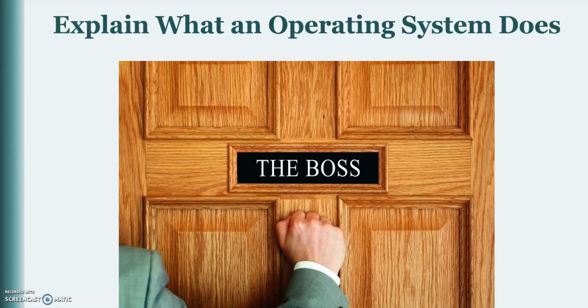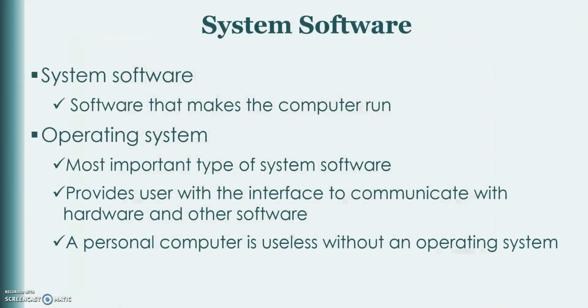Okay, so let's talk about what an operating system does, how it manages and controls hardware, and interacts with software. So the operating system, often called the OS, is the most important type of system software because it provides the user with the interface to communicate with hardware and other software on the computer, and it also manages system resources, which is very important. A computer can't run without an operating system installed.